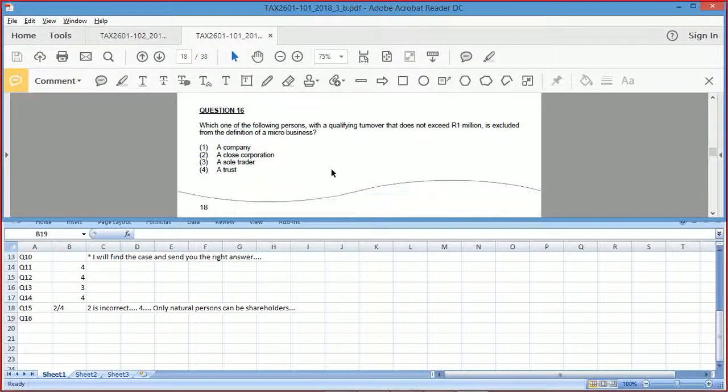Okay, 16. Which of the following persons with a qualifying turnover that does not exceed 1 million is excluded from the definition as a micro business? This is easy. This is just theory. We'll learn about it next week. If I'm looking at a micro business, we're looking at a small business. A company can be a small business. A close corporation can be a small business. A sole trader can be a small business.